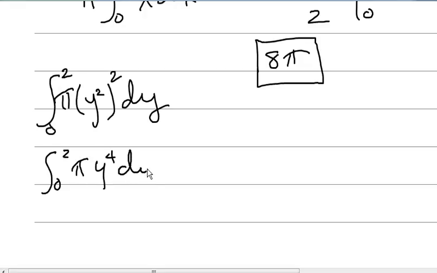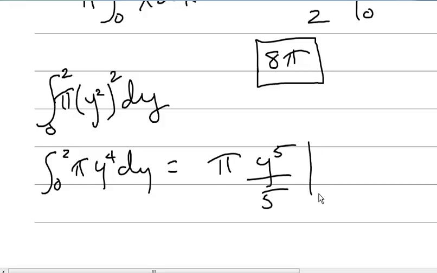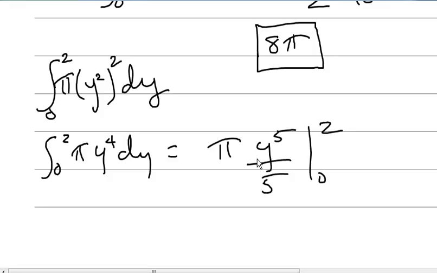and this is equal to pi times y to the 5th divided by 5, evaluated from 0 to 2. Oh, I'm going to get in trouble here. I don't know what y to the 5th is. Let's see here. 2 times 2 is 4, times 2 is 8, times 2 is 16, times 2 is 32. We get 32 fifths pi as our answer.